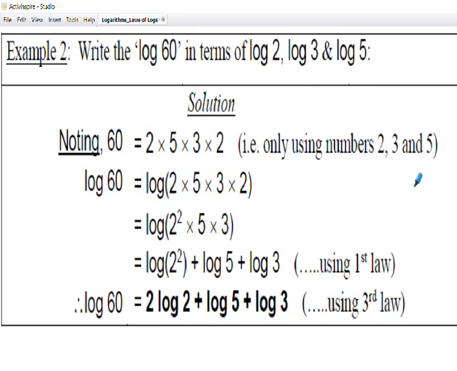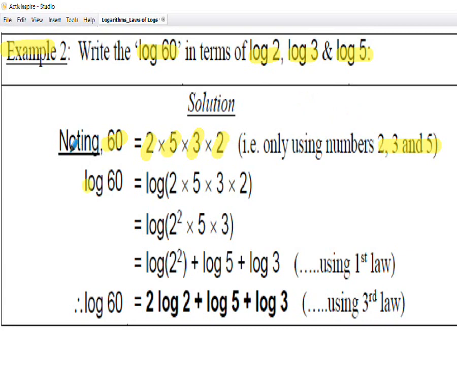of logarithms. In example 2, we're asked to write log of 60 in terms of log of 2, log of 3 and log of 5 only. So the first thing with this type of question, we think, okay, how can we break 60 down into the bases of 2, 3 and 5? Because that's all we're allowed to use here. So if I multiply 2 by 5, I get 10. If I multiply 10 by 3, I get 30. Multiply 30 by 2, I get 60. So I've broken my 60 down into the bases of 2, 5 and 3.